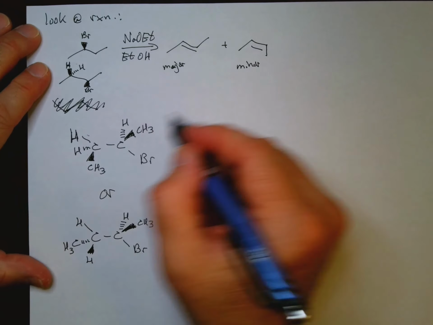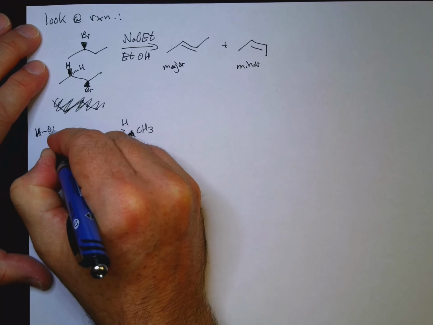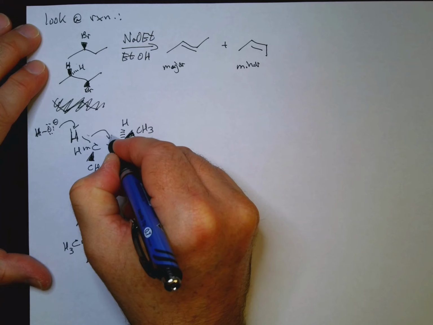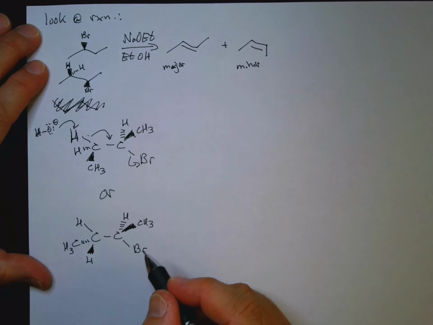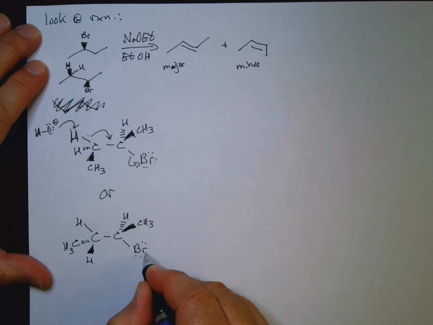And now if I have my base, let's just say hydroxide, that comes in, and we get our elimination here. I should probably put in my lone pairs here on my bromine.